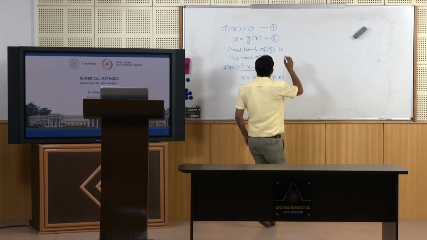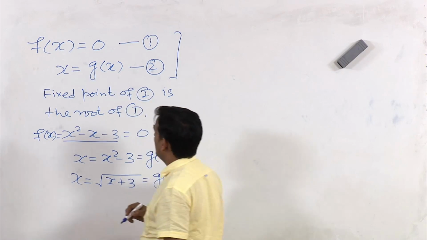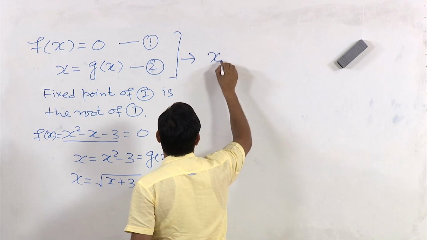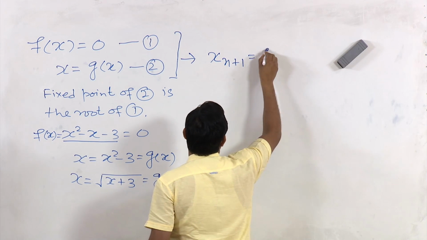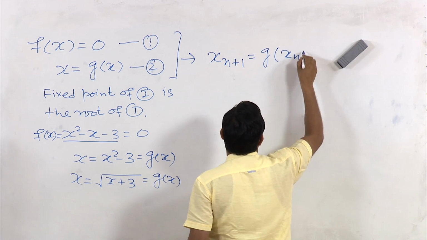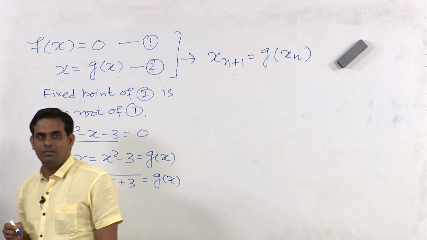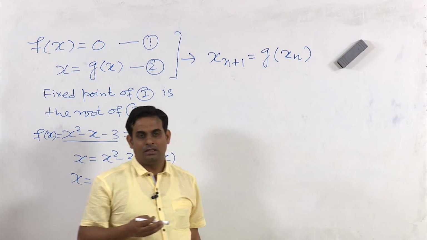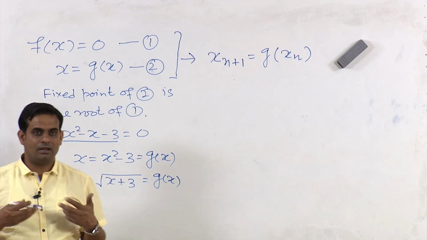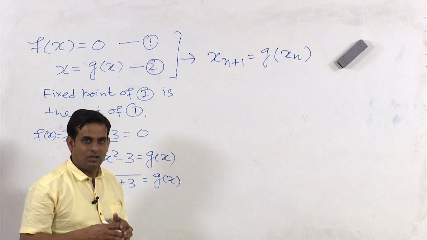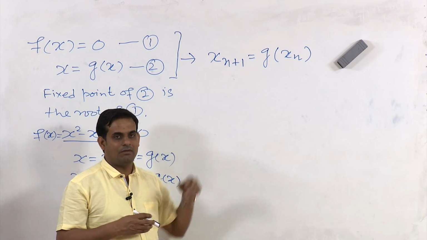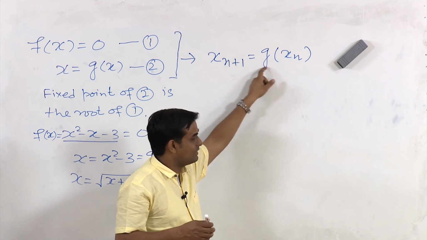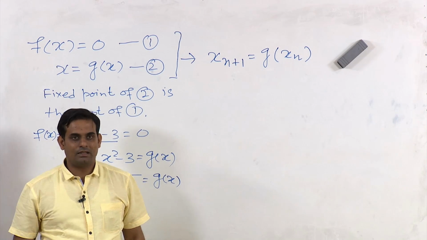Now, after writing equation 1 as equation 2, from 2 I will generate an iterative scheme: x_(n+1) = g(x_n). If x star is a fixed point of this g, then what will happen when this iteration scheme converges towards x star?